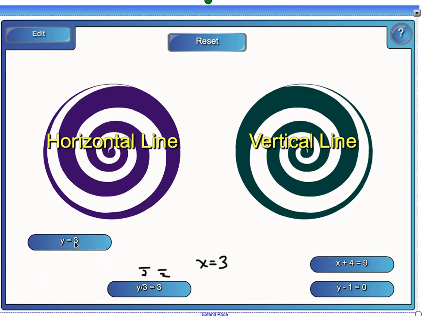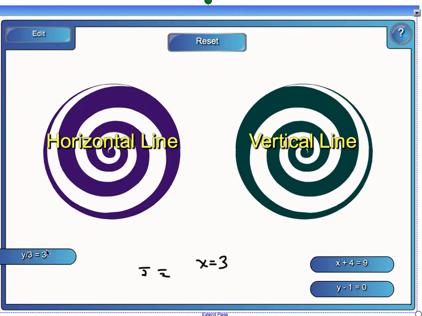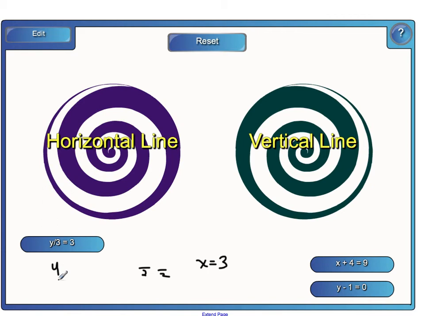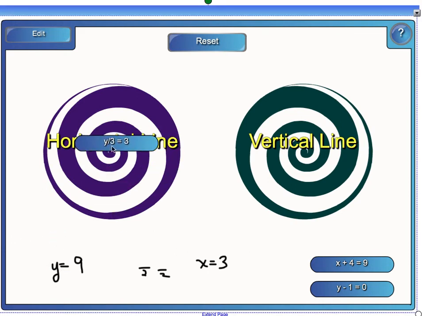y is equal to 3 has to cross the y-axis. The only way you're crossing the y-axis is if it's a horizontal line. In this one, y divided by 3, this is actually y is equal to 9 because 9 divided by 3 is 3. Crosses the y-axis. The only way you're going to cross a y-axis is if it's horizontal.